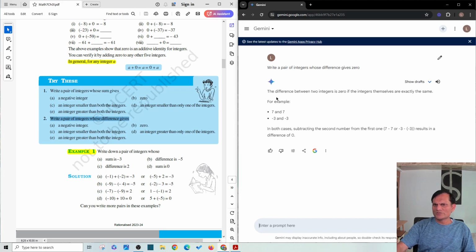So here you can see the difference between two integers is 0. So here you can see 7 and 7. If you subtract 7 from 7, you get 0. Same thing, minus 3 and minus 3. Minus 3 minus minus 3, you will get 0.